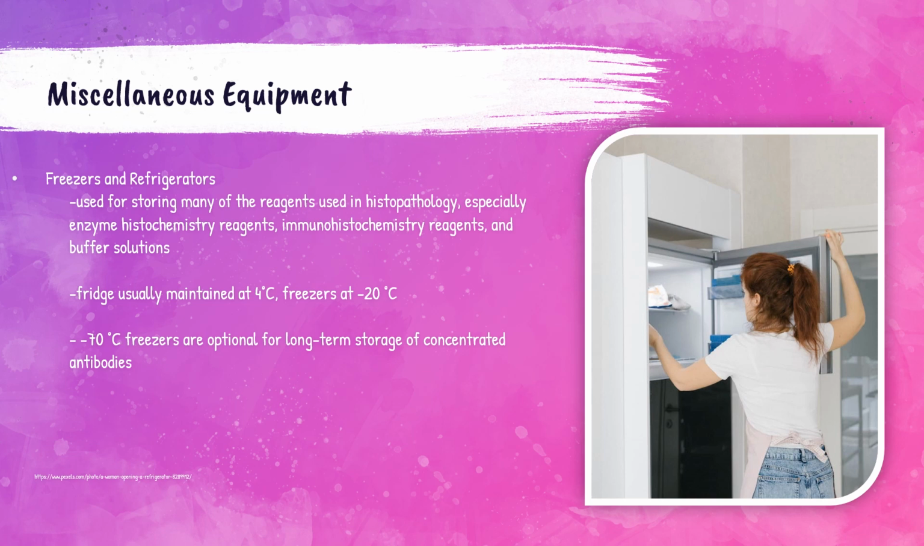Both freezers and refrigerators are important for the histopathology lab. We use them to store many of the reagents that we use in histology. Fridges are usually kept around 4 degrees Celsius and freezers at negative 20 degrees Celsius. There are also deep freezers that are kept at negative 70 degrees Celsius, and these can be used for long-term storage of antibodies.